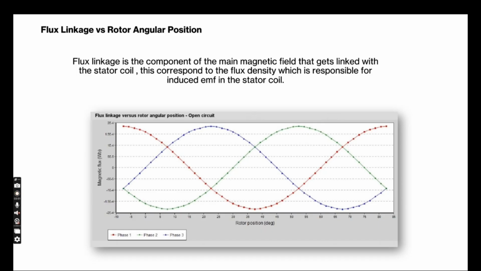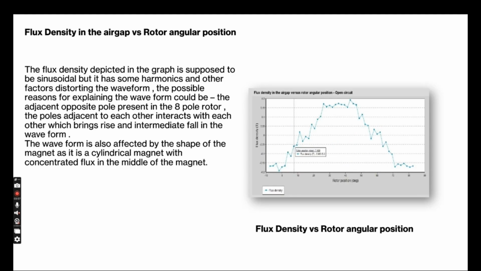This would define the waveform of EMF, and then the flux density in the air gap versus rotor angular position. So we can see this is a distorted magnetic field. The reason for this can also be explained by the same reasons, because of the angular distance between rotor poles, and also because of coil pitch and winding factors.